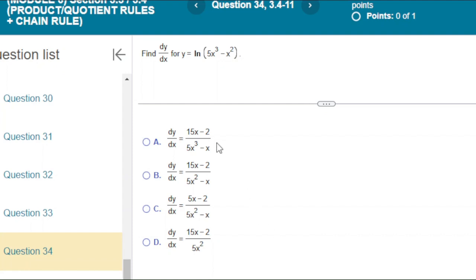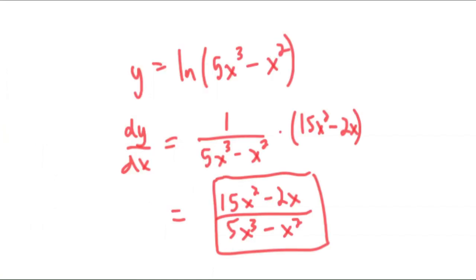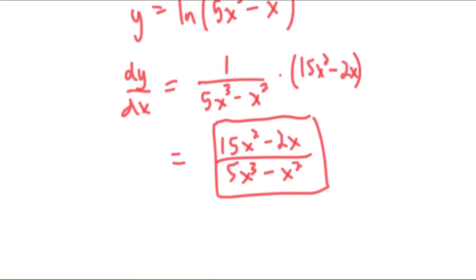Oh, and by the way, I don't see any of the answers looking like they're correct. It looks like we should have a 15x squared minus 2x on the top, and none of these answers look right. So what's the issue? Well, I think the issue is they actually simplified things. Notice that there's an x in every single one of these terms. So we can actually factor out an x from the top and also factor out an x from the bottom.